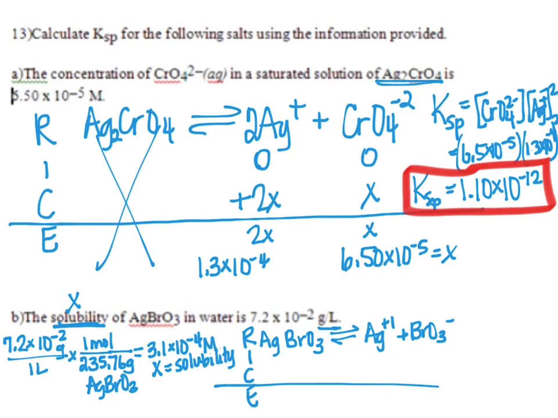Initially we have nothing. It doesn't say anything about us having anything there, so it's nothing, which means we're shifting to the right. So we have X and X. And we just solved for X. We know that X is 3.1 times 10 to the minus 4th.